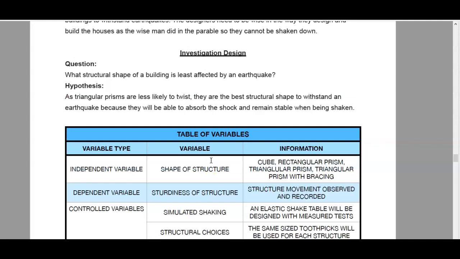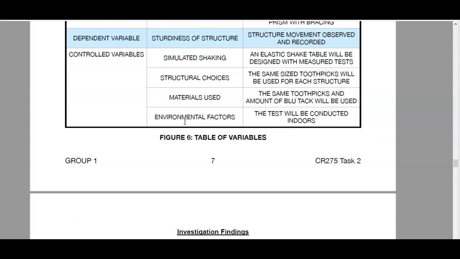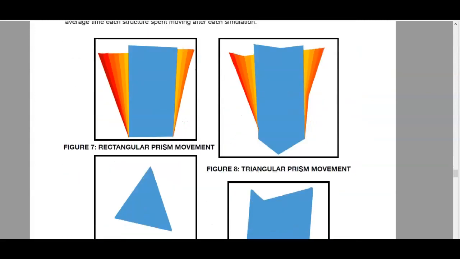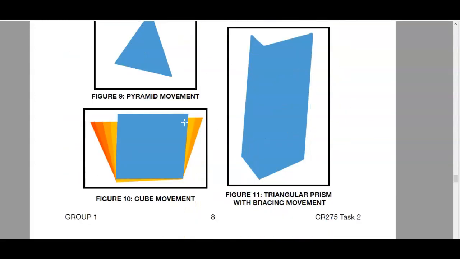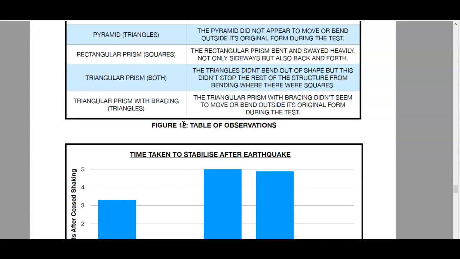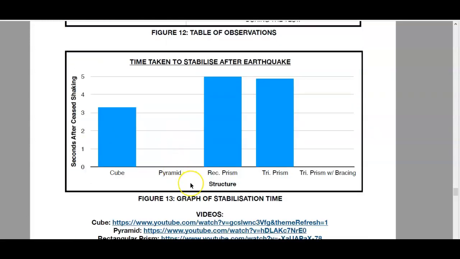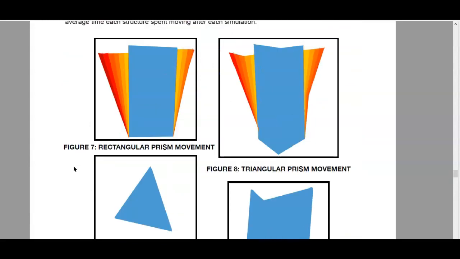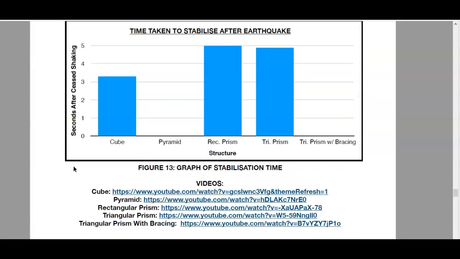So this is their investigation design. Here's their question. Here's their hypothesis. This is their variable control that they did. This is what they found out in terms of their findings. It's got visuals, it's got graphics, it's got observations, it's got a table, seconds after it's shaking. So it's an earthquake demonstration, and they use different products to demonstrate what shape worked best.